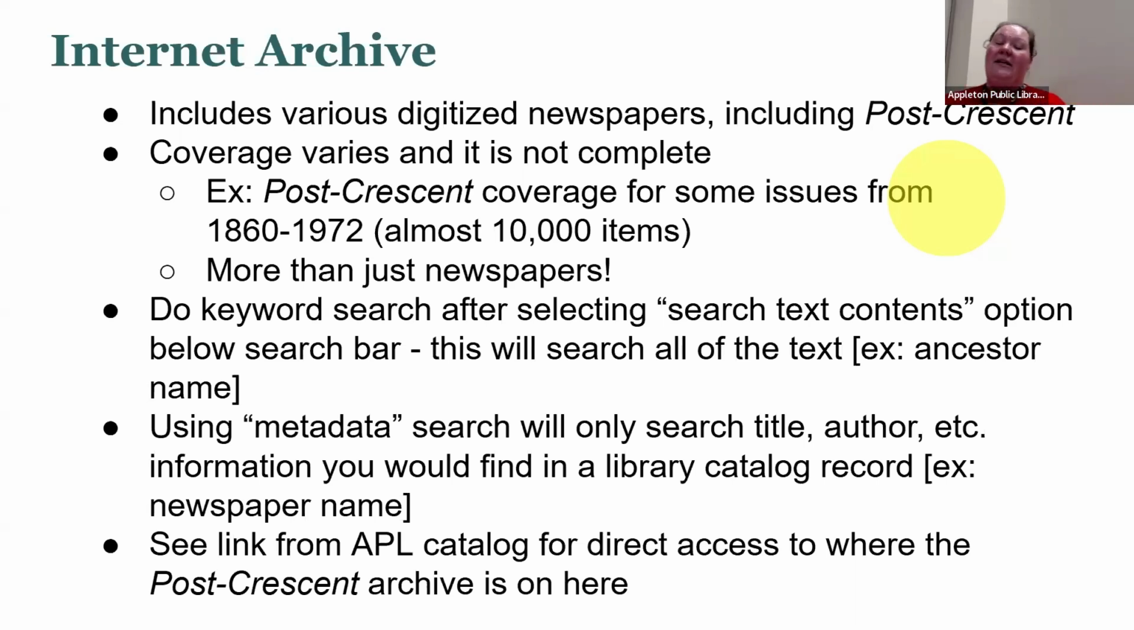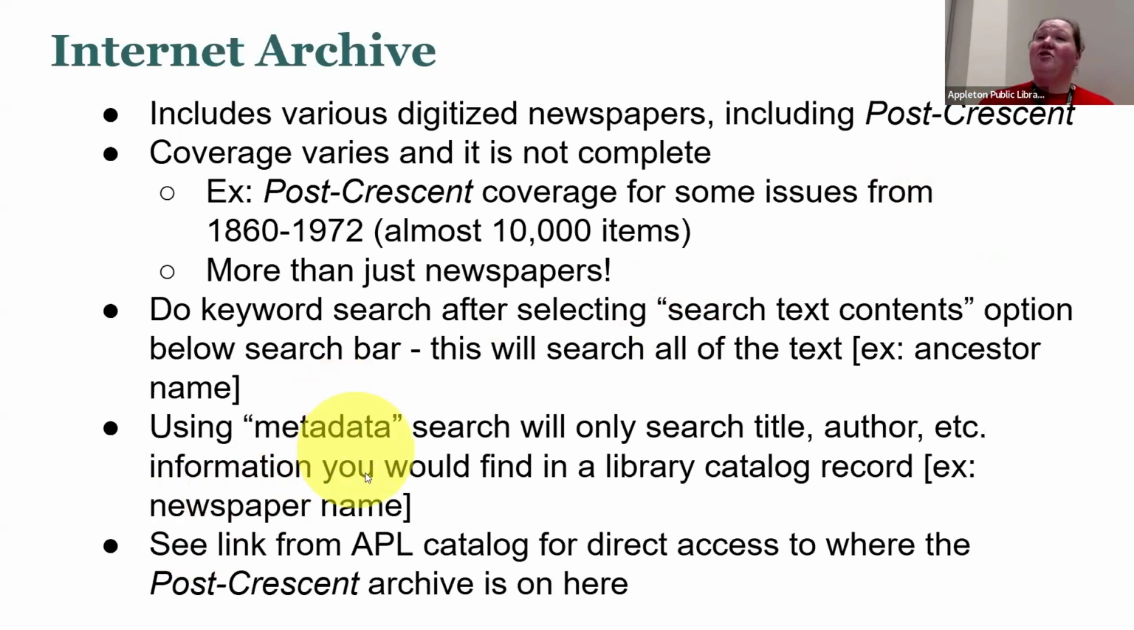When you see an example in just a few minutes, you'll see there are different options that you can select in that search bar. If you select keyword search, there's a search text contents option. This is going to search within all the text, so that's where you want to put your ancestor's name. If there is a relevant article within the Post Crescent, it's going to pull up those specific dates and images that the name appears in.